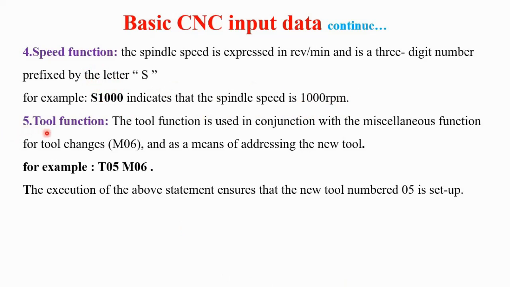The next function is the tool function. This tool function is used in conjunction with the miscellaneous function for tool changes, that means M06. For example, we can see here T05 M06, and this means that this is addressing a new tool. The execution of this statement ensures that the new tool number 05 is set up. So M06 is used for a new tool, and T05 means the tool number, that is, tool number 05 is used or set up.